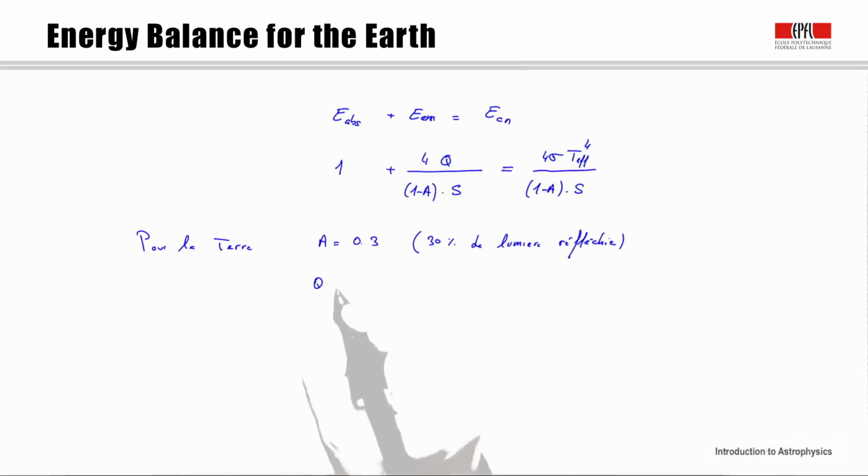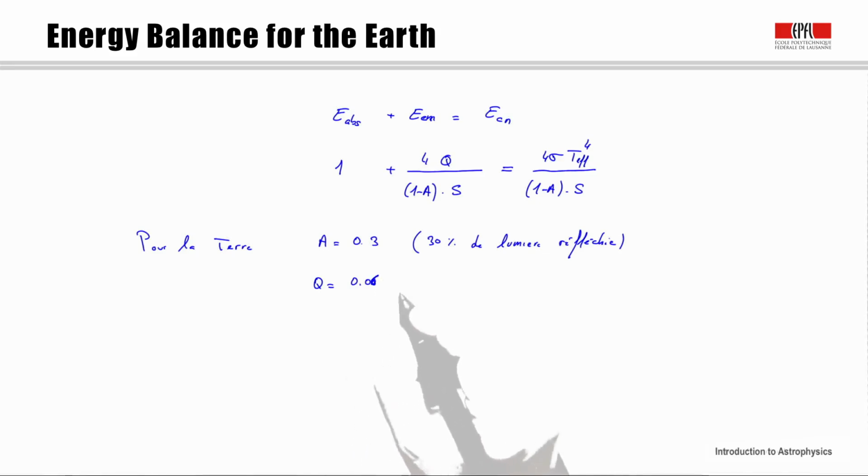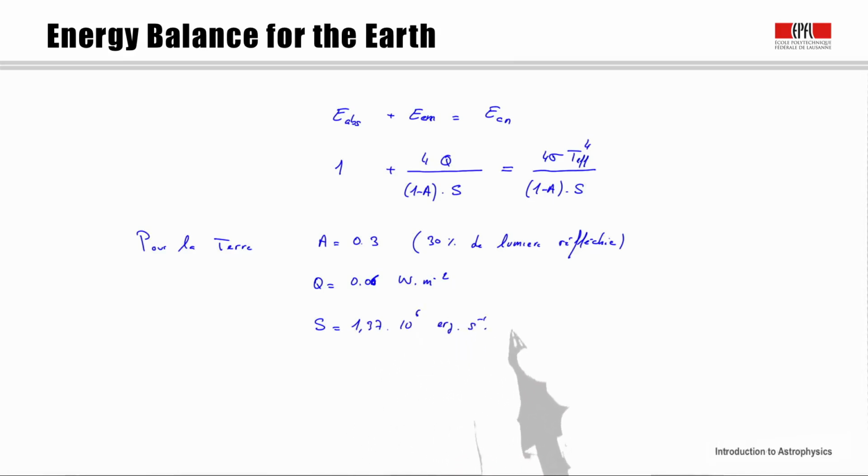We also had that Q equals 0.06 W/m² at the Earth's surface. The solar constant, S, on the terrestrial orbit is S equals 1.37 × 10^6 erg/cm²/s. If we plug all these numbers in this equation, we get that the blackbody temperature of the Earth is 255 Kelvin.